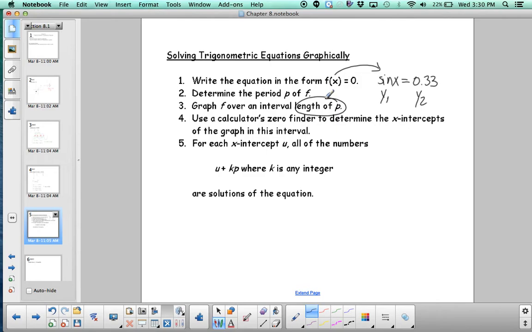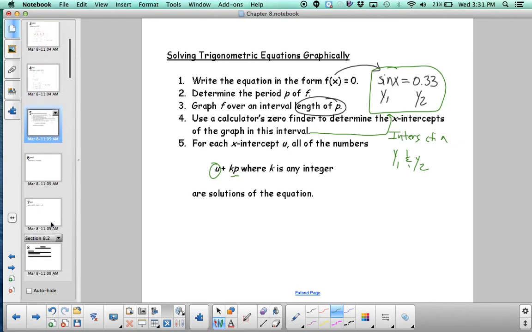And then we'll use the calculator's zero finder. So that would be your second calc and find the 0. Or you could second calc and find the intersection. Intersection is also an option here. If you choose this method, you would be looking for the intersection of y1 and y2. And then you write the solution as whatever your solution is on that interval plus k times p, where k is any integer and p is your period. And those would be your solutions.